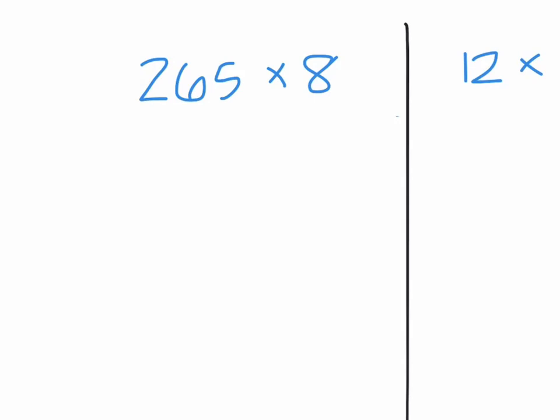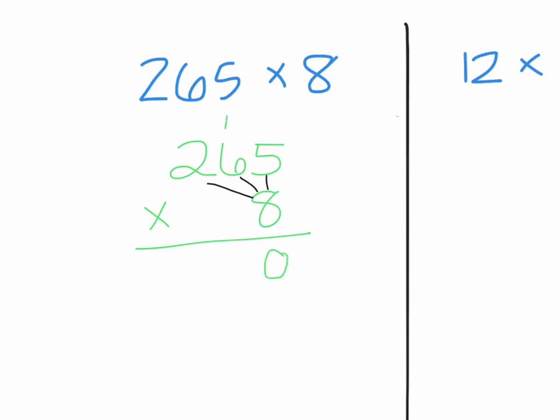To solve this problem, I would do 265 on the top times 8 on the bottom. And we always line numbers up on the right side. We don't need to add zeros to even the numbers out. This is just the typical way we write it. Then I'm going to take this 8 and multiply it by each of the digits of the other number. So first I'm going to do 8 times 5, which is 40. I'm going to bring down the 0, and then I carry the 4.